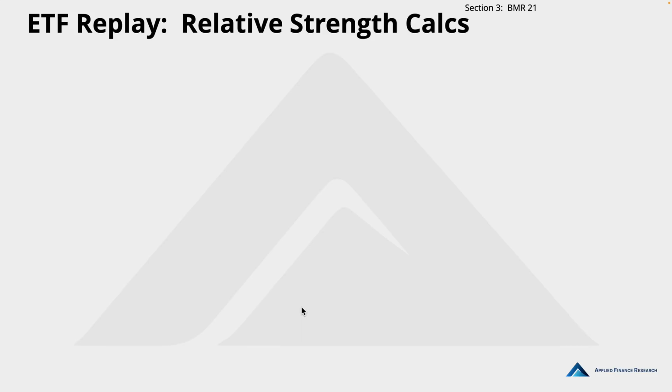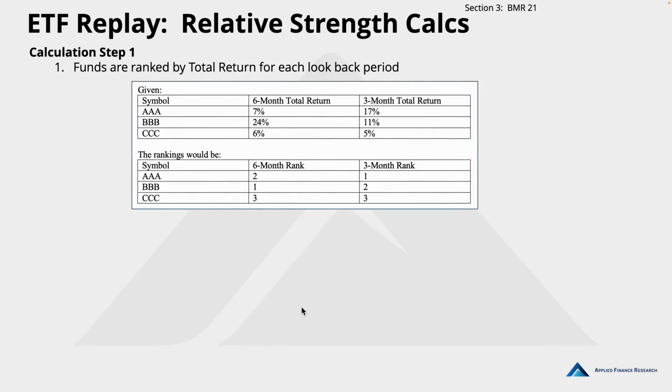So looking at the math for ETF Replay, the first step is that they rank the funds by total return for each look-back period. So here's what that looks like. If we're looking at the 6-month total returns, we have these three symbols, and we have 7%, 24%, and 6%. We would give them the following ranks: 2, 1, and 3, based on these returns. And then we would do the same thing for the 3-month look back. So if we have 17%, 11%, and 5%, we would give them these ranks 1, 2, and 3.